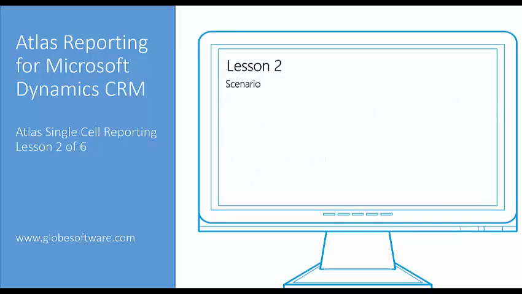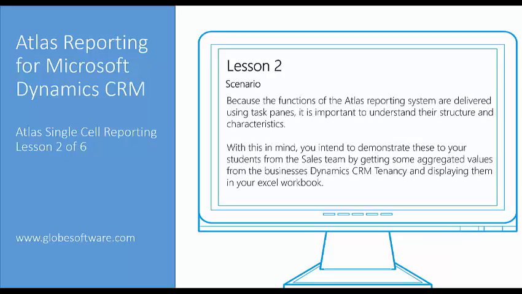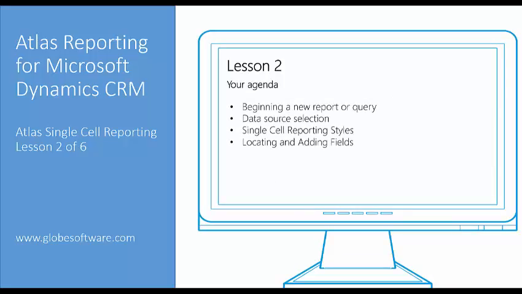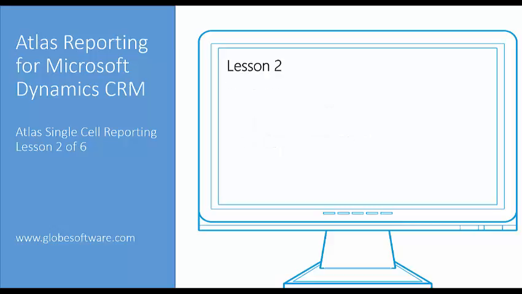Scenario. Because the functions of the Atlas reporting system are delivered using task panes, it is important to understand their structure and characteristics. With this in mind, you intend to demonstrate these to your students from the sales team by getting some aggregated values from the Business Dynamics CRM tenancy and displaying them in your Excel workbook. The following list represents your agenda. Beginning a new report or query, data source selection, single cell reporting styles, locating and adding fields. You'll now begin your lesson.